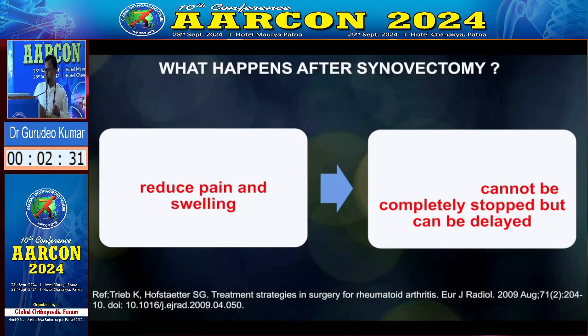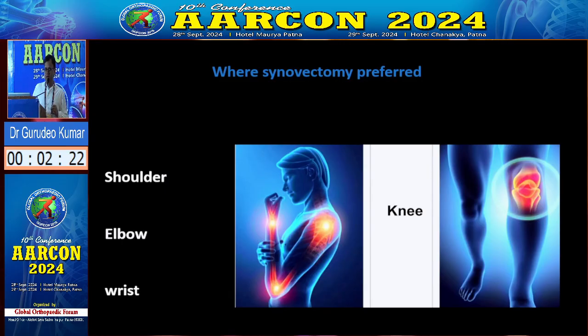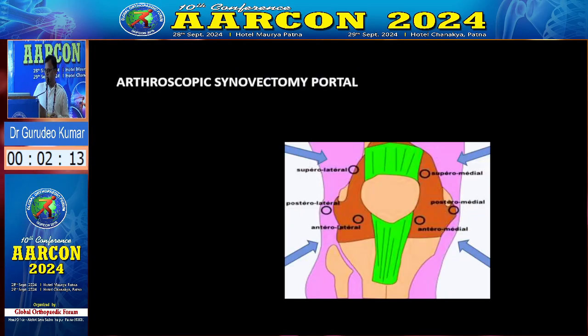But it cannot completely stop the disease. It only delays the progression of the disease. So where synovectomy can be preferred, it can be done in the shoulder, elbow, wrist, and knee. Here I am discussing the synovectomy of the knee only. There are certain portals. So how is it done? Basically it is done by 6 portals: 2 extended anteromedial, anterolateral, posteromedial, posterolateral, and sometimes superolateral and superomedial portals.